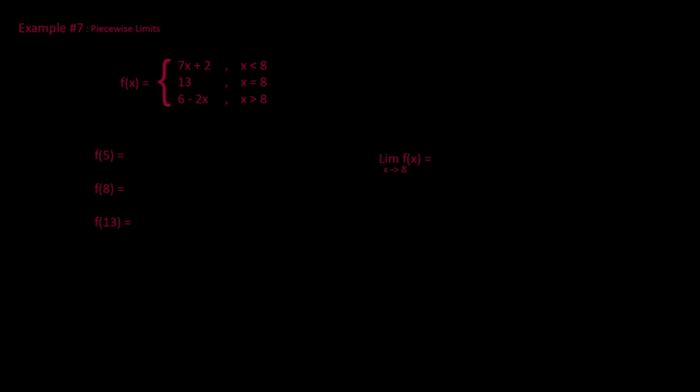Example number 7 is a piecewise function where the function breaks at x equals 8. This is similar to example number 3 where the function broke at x equals 2. For f of 5, since 5 is less than 8, we must use this function. Therefore, we get 7 times 5 plus 2, which results in 37.